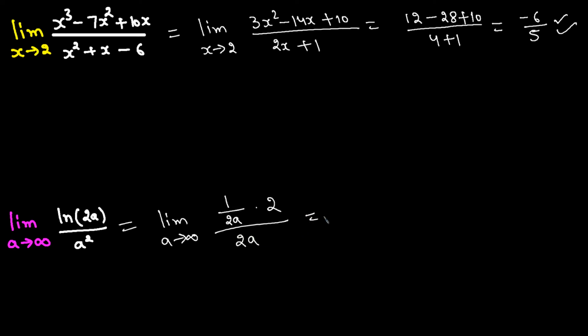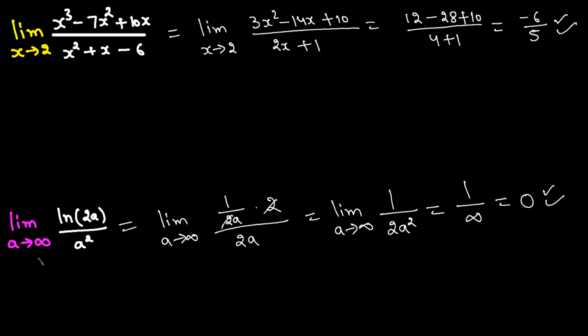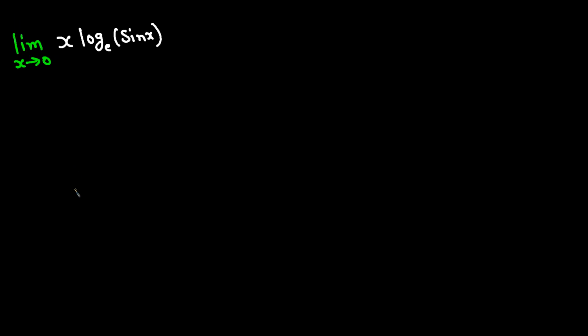So this is equal to the limit as a approaches infinity. Canceling out, this a will come to the denominator, giving me 2a squared. If we plug in a as infinity here, it gives me 1 over infinity. So that means this is equal to 0. The limit of this function as a approaches infinity is equal to 0. Okay, let's do more examples.